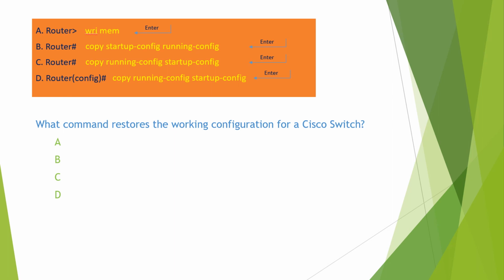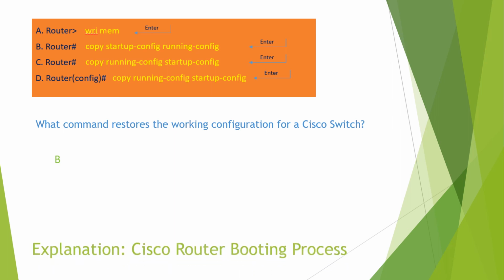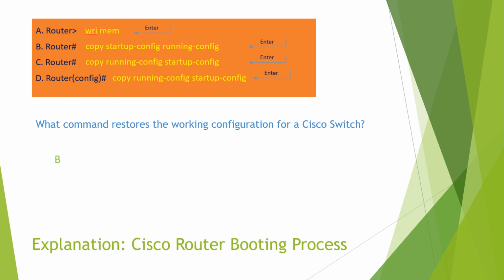Let's look into C. C is copying from running config to the startup config. So this is used to save the running configuration to the startup config. So this is not the answer. So the final answer in this question is B. You can find the detailed explanation for this question in the video. Cisco's router booting process.